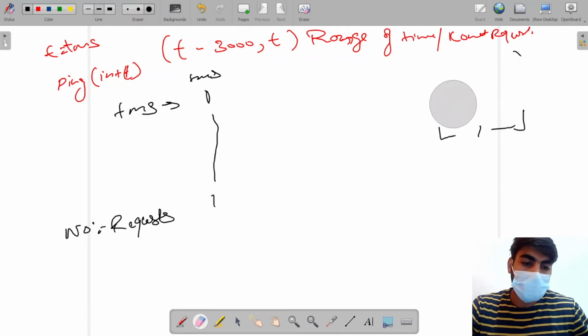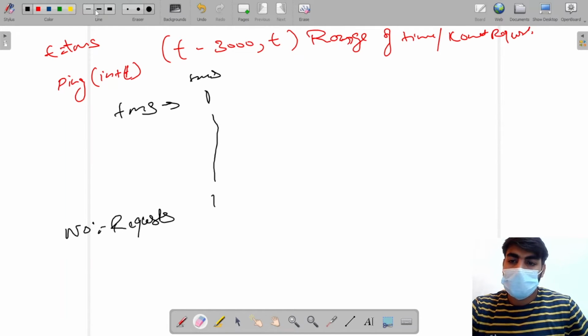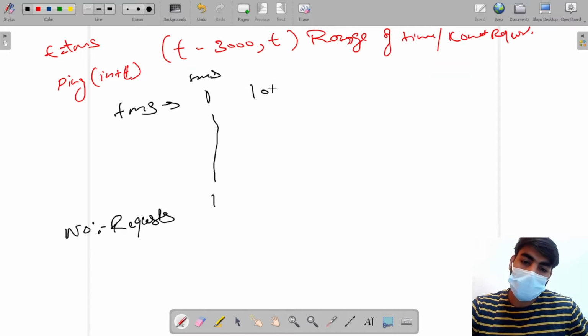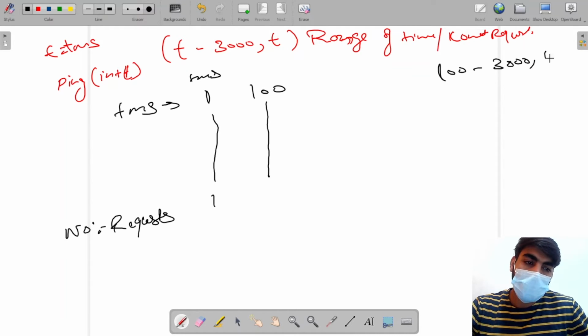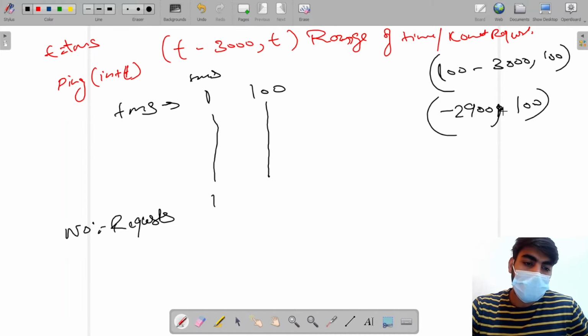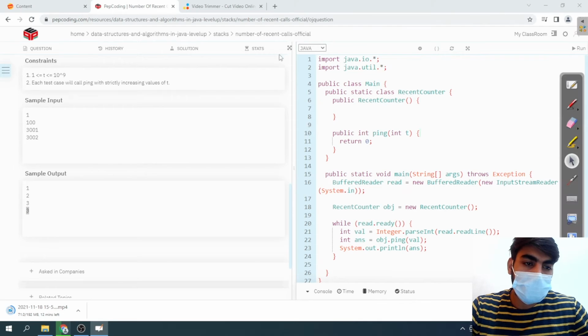Now let's see. I take the example 100. So the range is 100 minus 3000 and 100. We get minus 2900 and 100. So 1 comes in this range, and 100 is included also. You can see this one here, this line here.